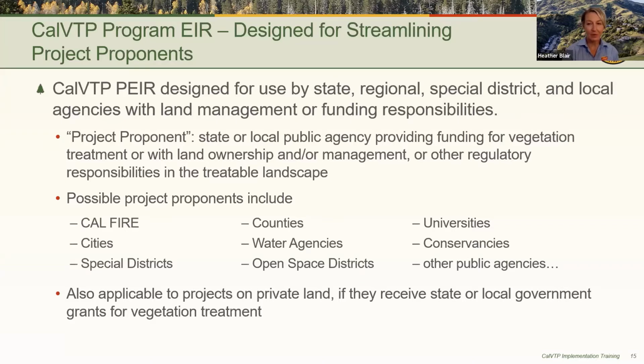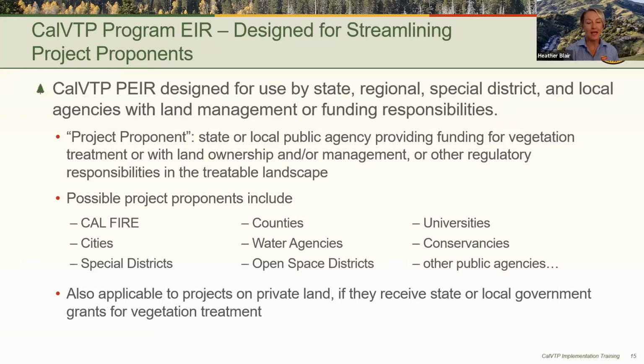Other possible project proponents include counties, cities, water agencies, special districts, open space districts, conservancies, large state land management agencies like CDFW, State Lands Commission, state parks, and there's more. There's the universities such as the CSU system and the UC system. And we've identified more than 150 different state and local agencies that could use this document for streamlining.